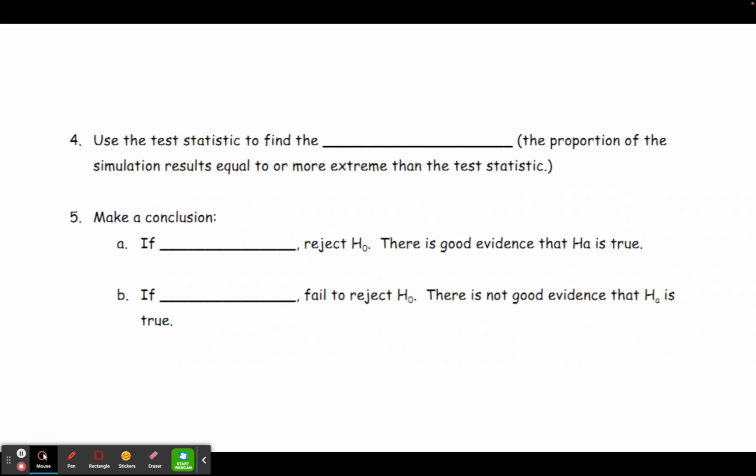Number four, we want to use the test statistic to find the p-value. The p-value is the proportion of the simulation results that are equal to or more extreme than our test statistic. So we'll count up our dots. And then number five, we're going to make a conclusion.